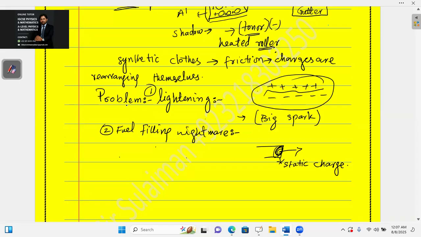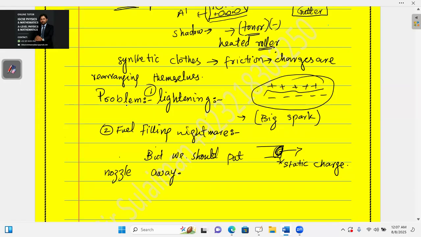The solution: make the nozzle out of metal so that the charge is conducted away instead of building up. We should put the nozzle away so that the charge can flow away. It cannot build up.